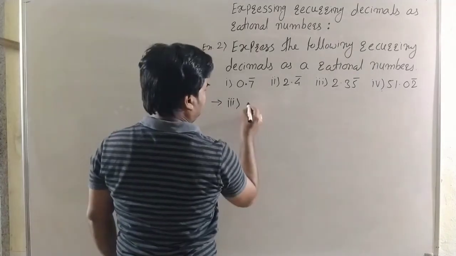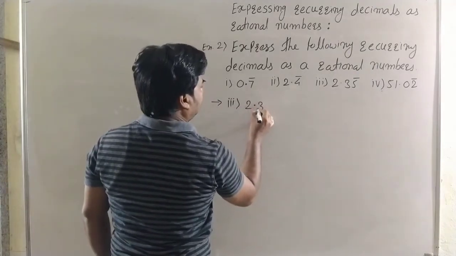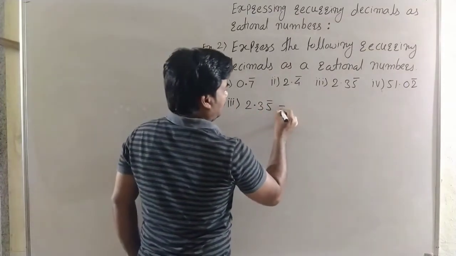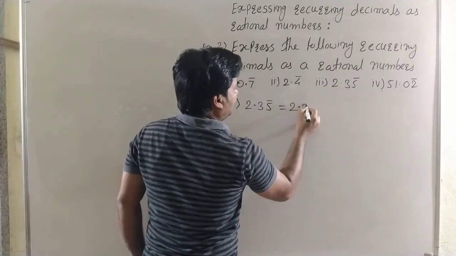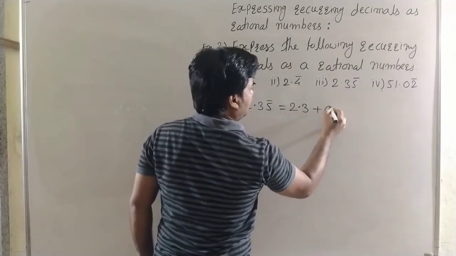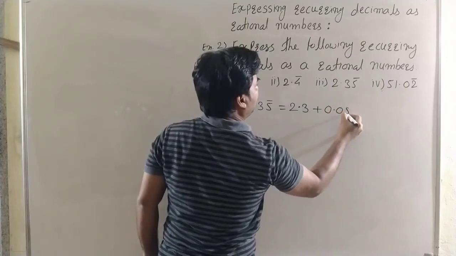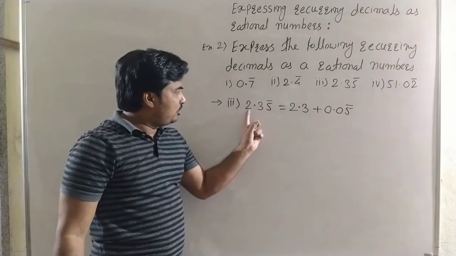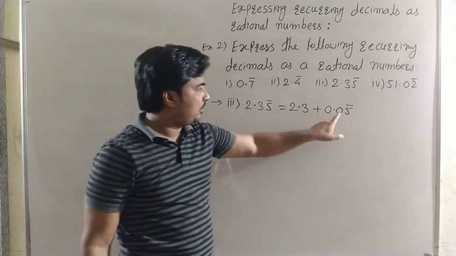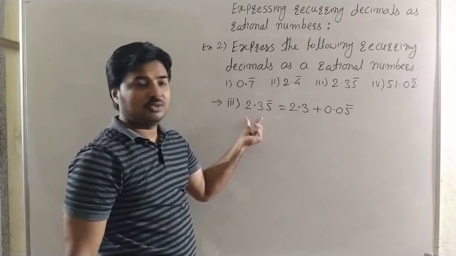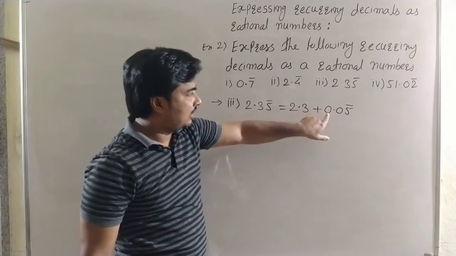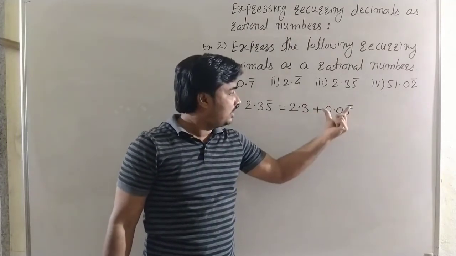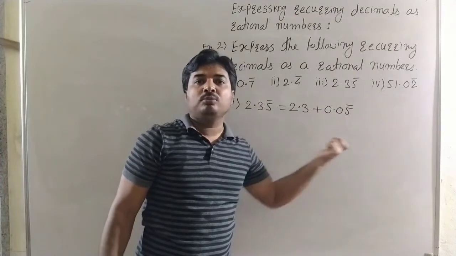Here it is a third, 2.35 bar. Only 5 is a recurring decimal, and therefore again this can be written as 2.3 plus 0.05 bar. See carefully, it is a 2.3 and it is a 0.05, addition of these two terms. Now here it is 0.05, a recurring decimal. We convert this recurring decimal into the sum of infinite terms.